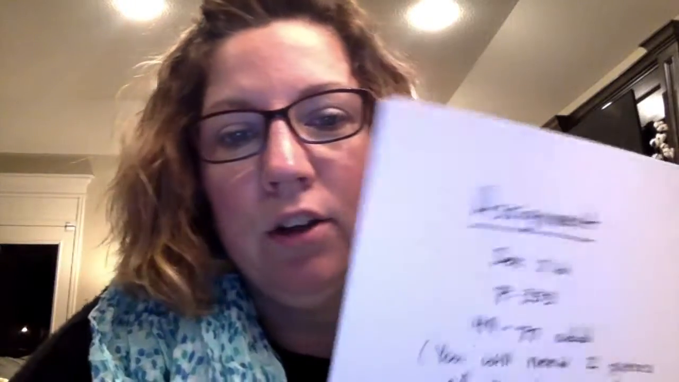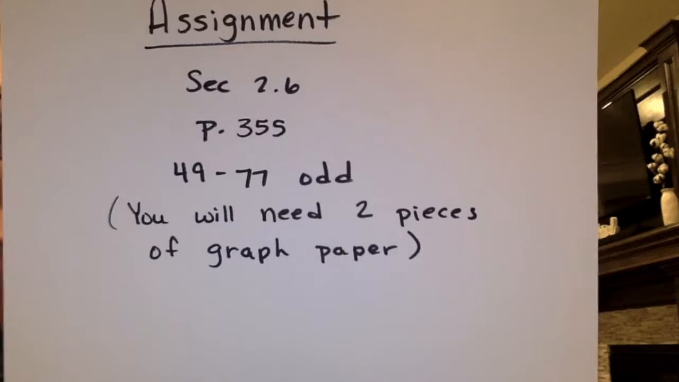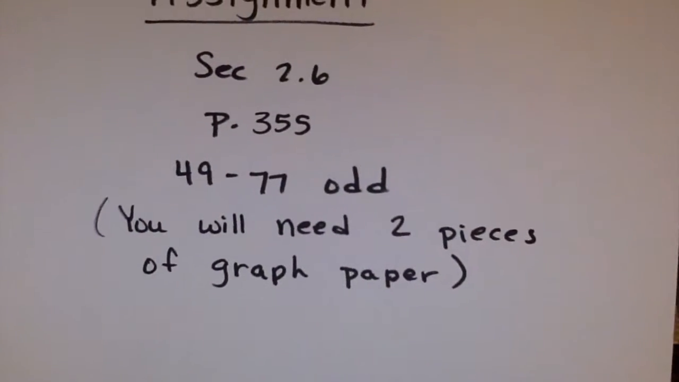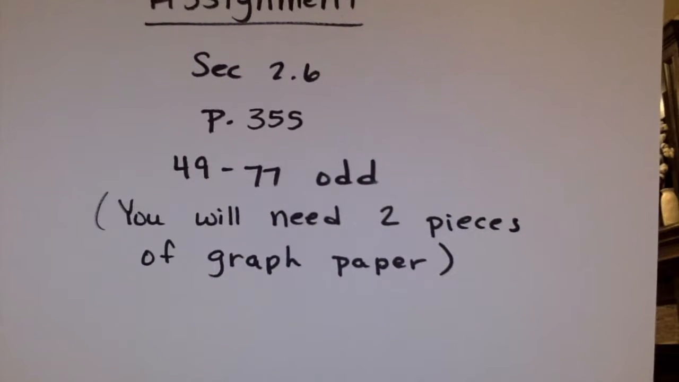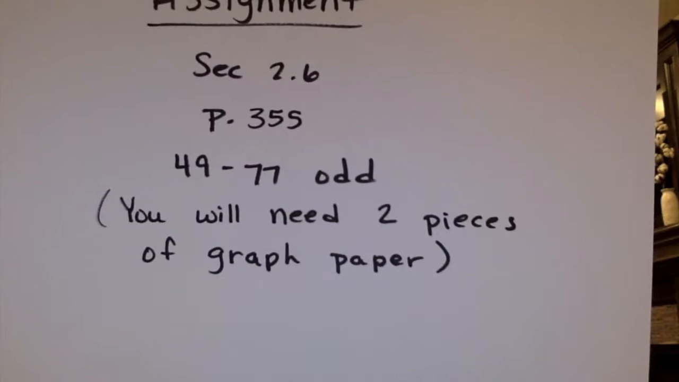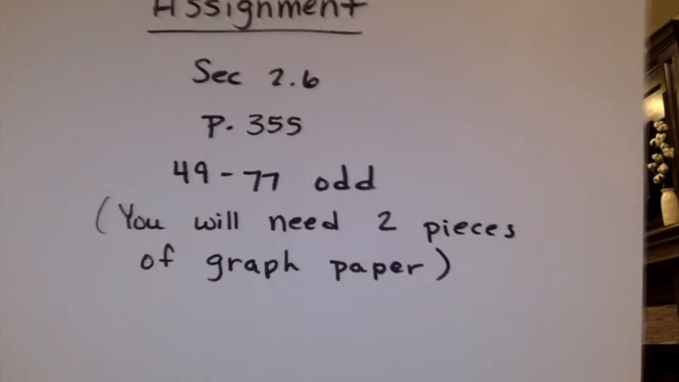Okay, hopefully you got all those notes. Again, you can rewind, you can pause, you can do whatever you need to do. Watch them again if you need. But here is your assignment for this portion. Still in section 2.6 on page 355, you're going to do 47 through 77 odd. You will need to take 2 pieces of graph paper if you want to use the graph paper. Of course, you don't have to. If you would like to just draw your own, but I have copied graph paper for everyone. So if you want to use it, be sure you take 2 pieces.